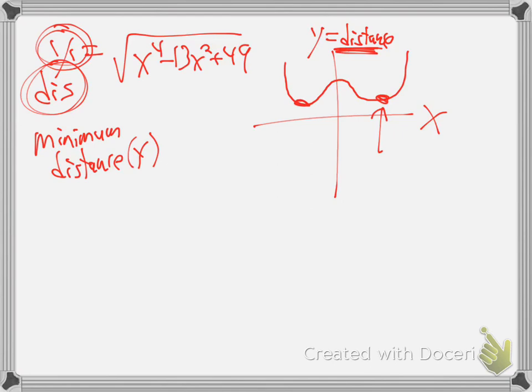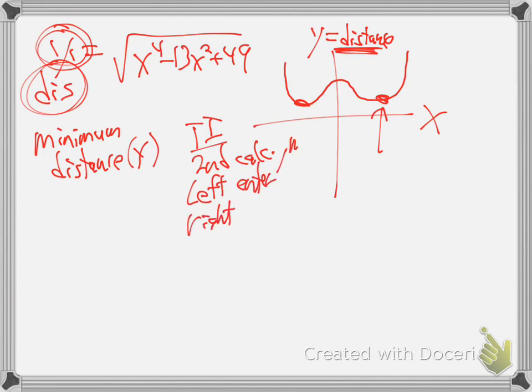You know how to do it with the minimum, maximum thing, right? You hit second calc. It's on the TI. Casio's even easier. Second calc, and then you got to do the left-right thing, right? Go left of it, hit enter. Go right of it. Oh, I forgot. Second calc and then minimum. Then left, enter, right, enter, guess, enter. I'll just say on it, enter.